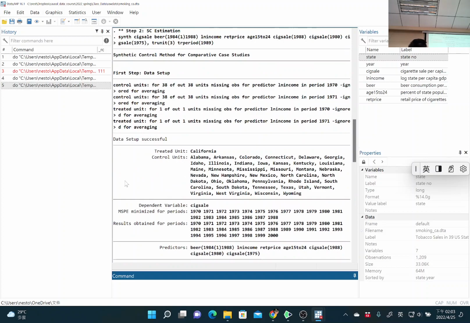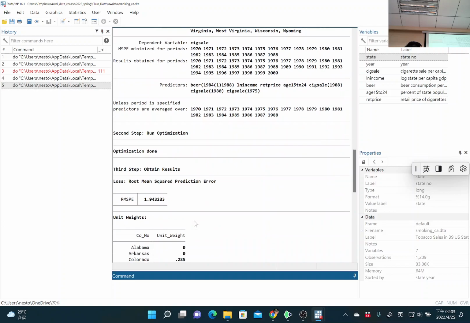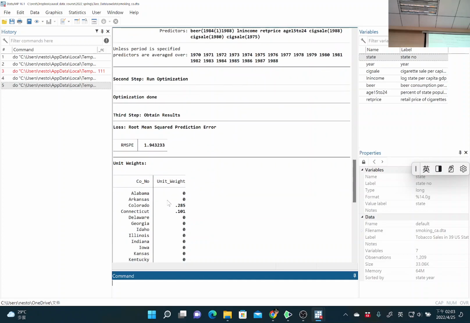You will see the treated unit, California, and the non-treated units, other states, the outcome, cigarettes, and the period. It will also give you some useful results, like the RMSPE before the treatment occurs. So this is the pre-treatment RMSPE, and it shows the matching quality. Okay.